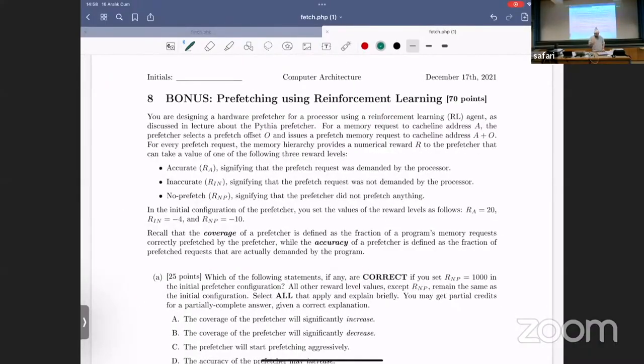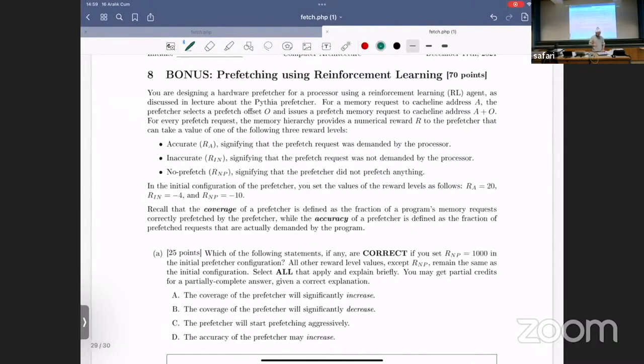You're designing a hardware prefetcher for a processor using reinforcement learning. If that brings something to your mind, there was a paper discussed during the course called Pythia, published in MICRO 2021. For a memory request to the cache line address A, the prefetcher selects a prefetch offset O and issues a prefetch memory request to the cache line address A plus O. For every prefetch request, the memory hierarchy provides a numerical reward R to the prefetcher that can take one of the following three reward levels.